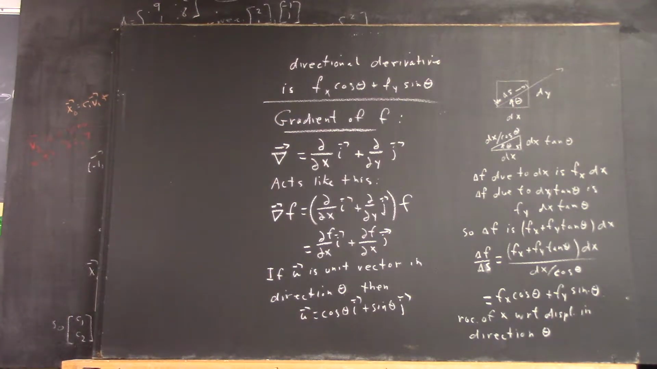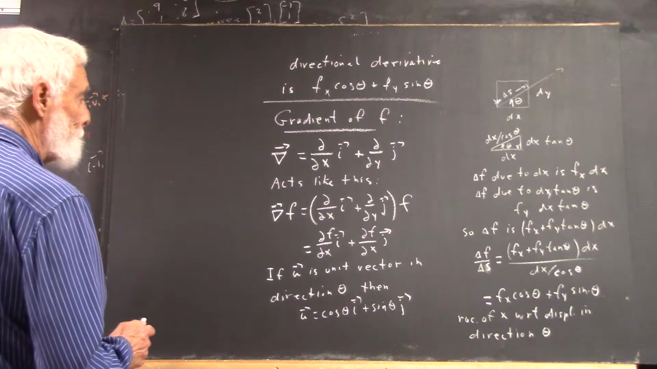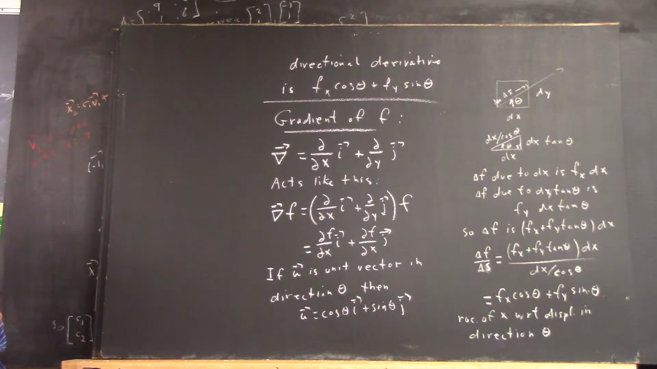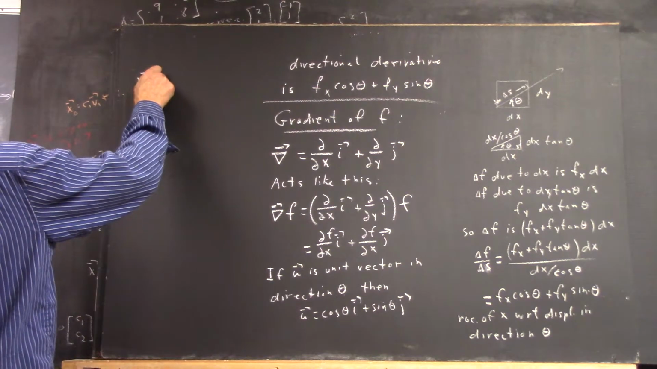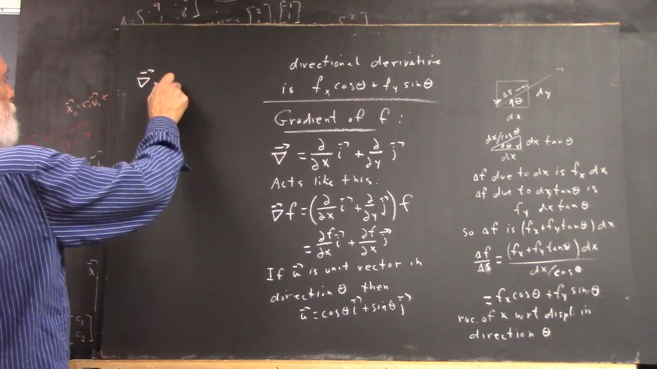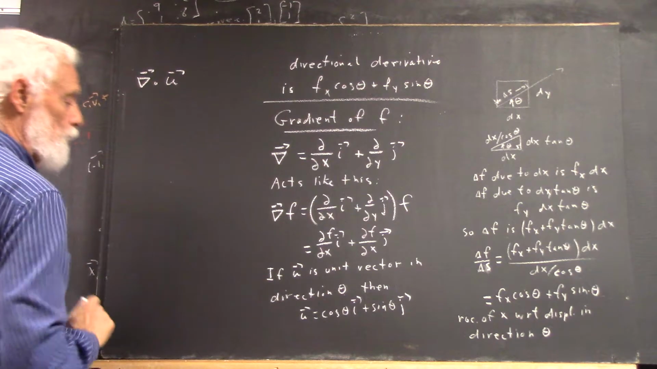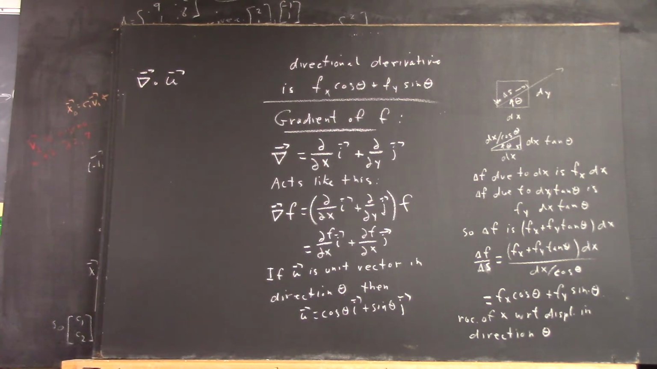And the next thing is easy to understand. Tell me, what do you think del dot u would be? Write it out.